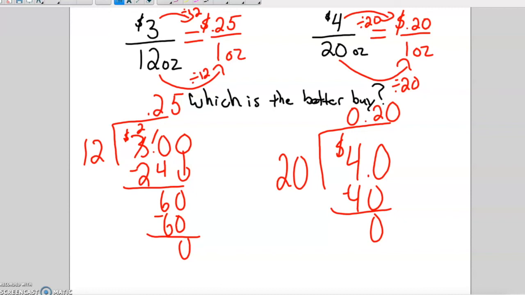Okay, so that means for every ounce, if I compare these two, I'm saving 5 cents. So I'm going with the big one, right? $4 for 20 ounces of popcorn. That is the better buy. Okay? Unit rates help us figure out what's the better buy.